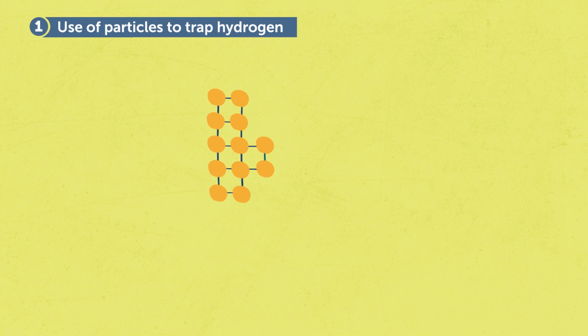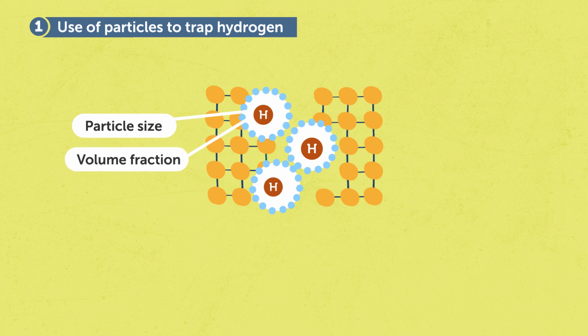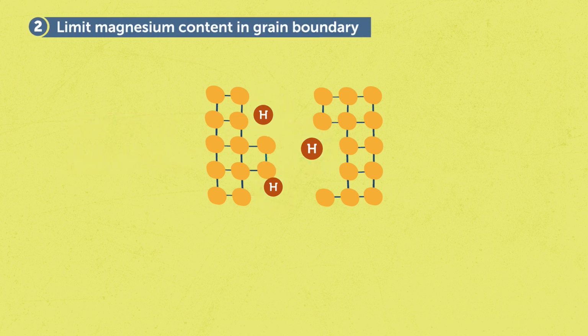These findings give us some solutions to improve hydrogen embrittlement resistance. Basically, there are two strategies. The first strategy is to use particles that can trap hydrogen inside the bulk material. For this, we need to manipulate the particle size and the volume fraction of the particles while maintaining the material's strength. The other solution is to eliminate magnesium content at the grain boundary, because we see that when magnesium is paired with hydrogen, it causes embrittlement behavior.